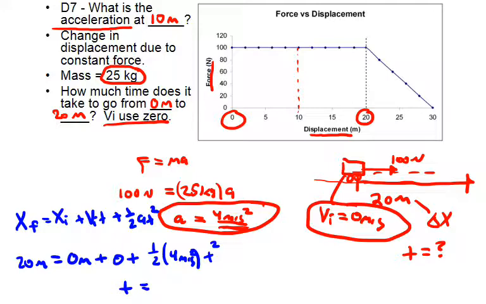And so we can multiply 4 times 1/2, that would be 2, divide both sides by 2, so 20 divided by 2 would be 10, so the square root of 10 is 3.16 seconds. And so that's how much time it would take for the object to go from 0 meters to 20 meters. And so this is a different kind of problem because we're looking at it in terms of giving certain pieces of information, force and displacement.